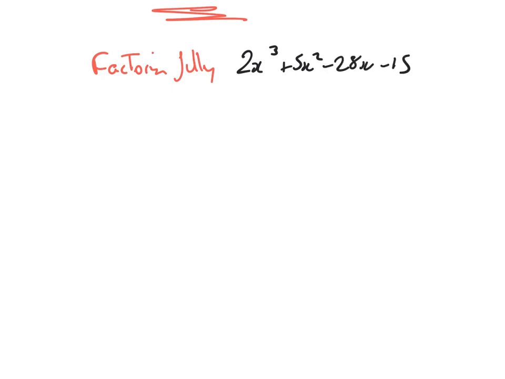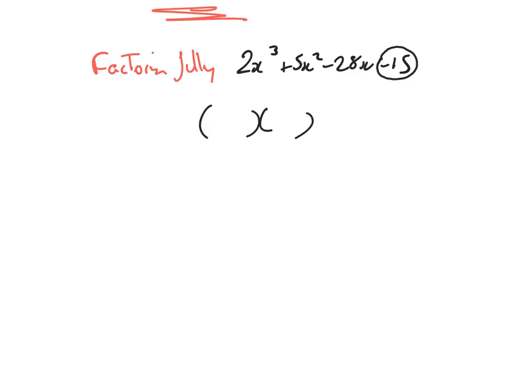Okay, the next one we're going to factorise fully. 2x cubed plus 5x squared minus 20x minus 15. Now, this time we're not prompted as to which number might be a factor. At that point we can use a clue, which is the number at the end.